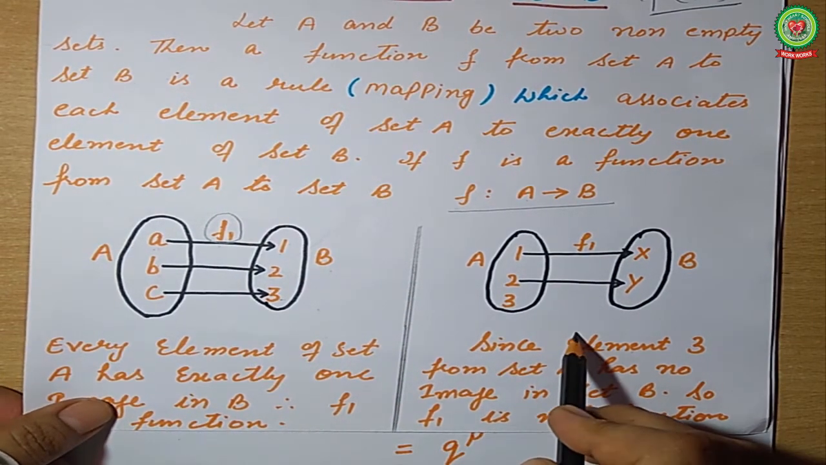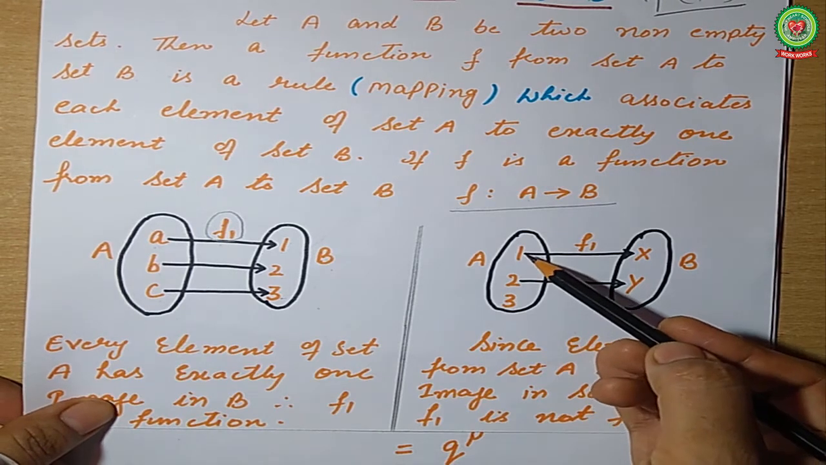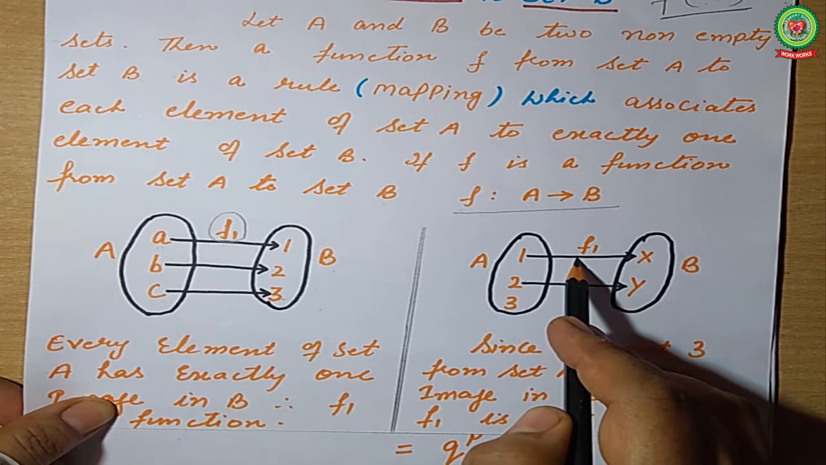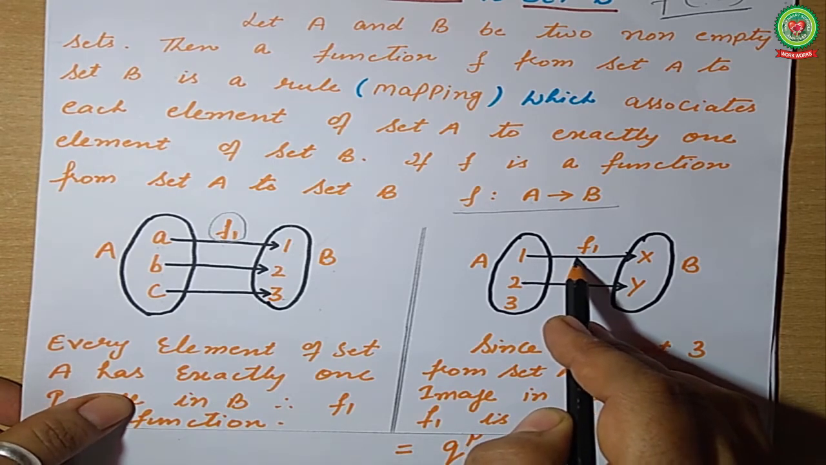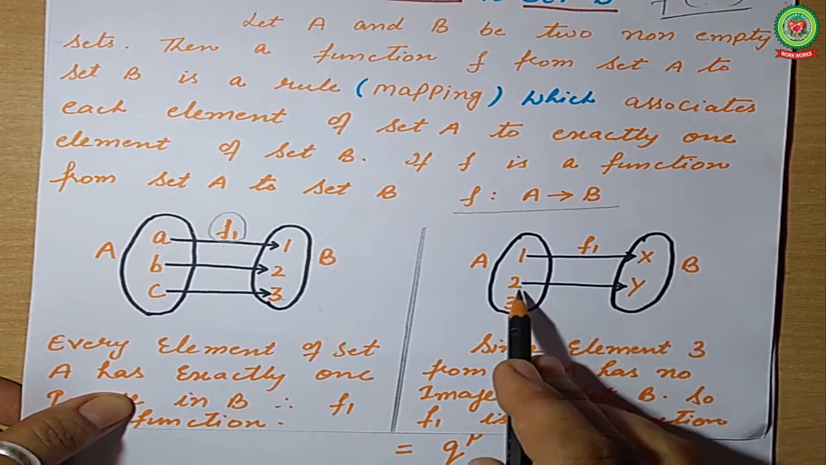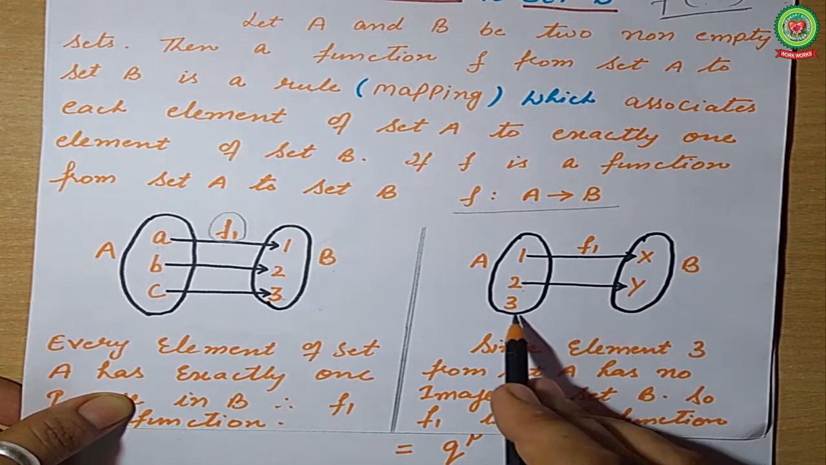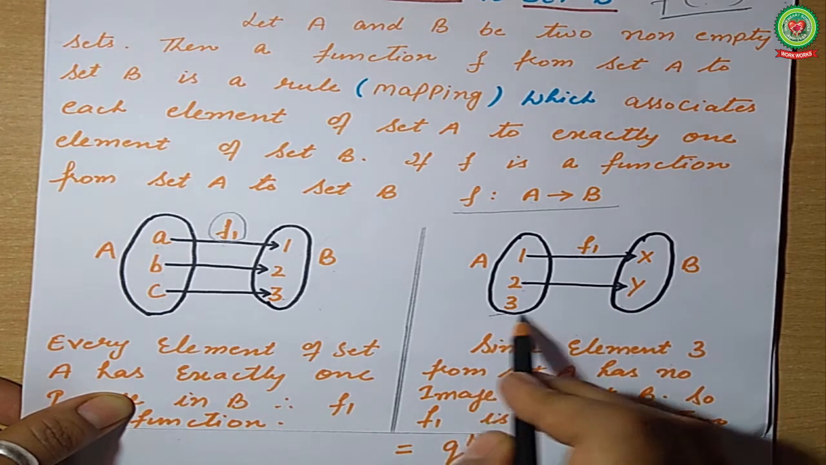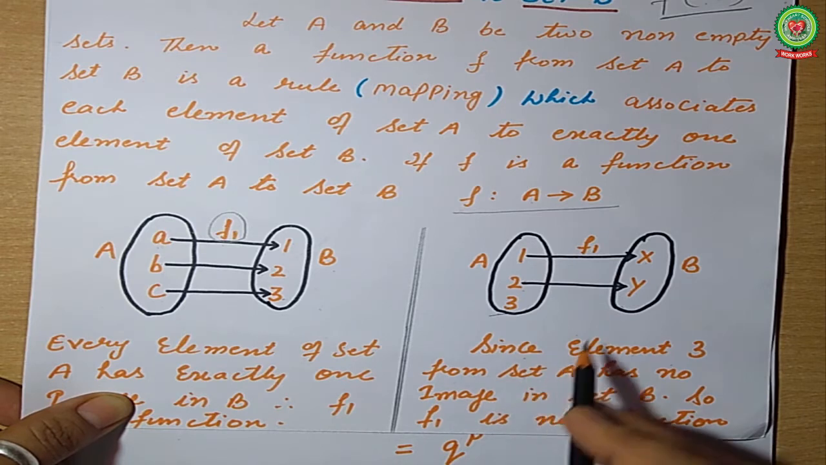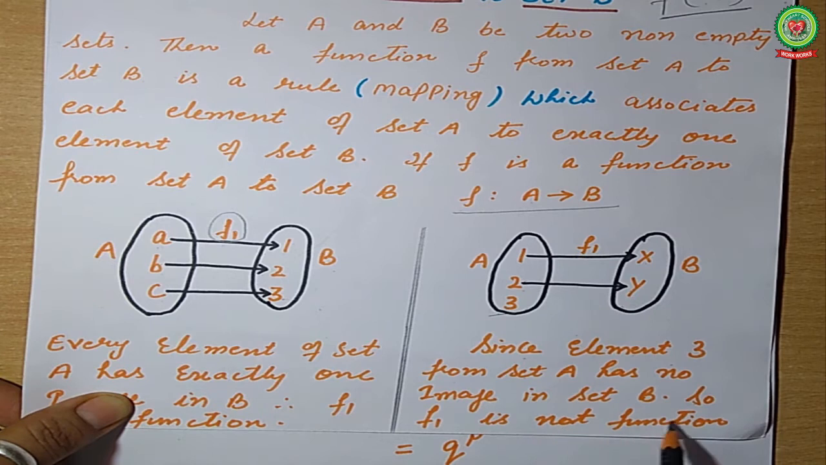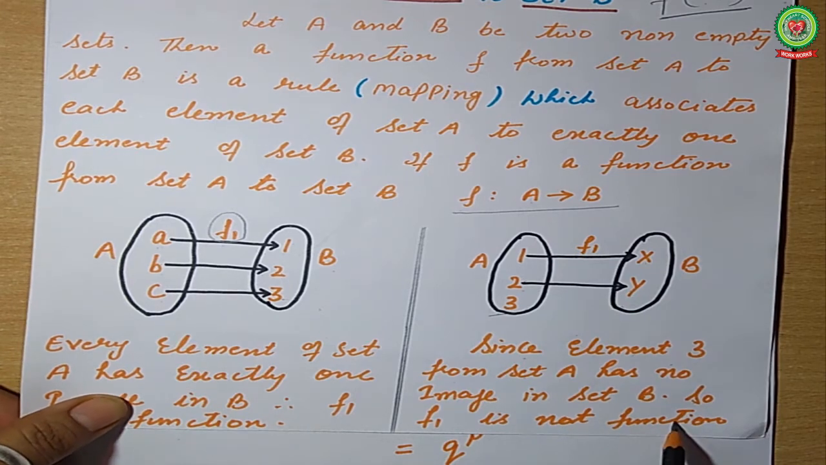Now, in this example, when set B has the elements 1, 2 and 3, and we apply rule f1 according to the rule, 1 has one image x, 2 has one image y, but 3 does not have any image there in set B. Since element 3 from set A has no image in set B, f1 is not a function there.